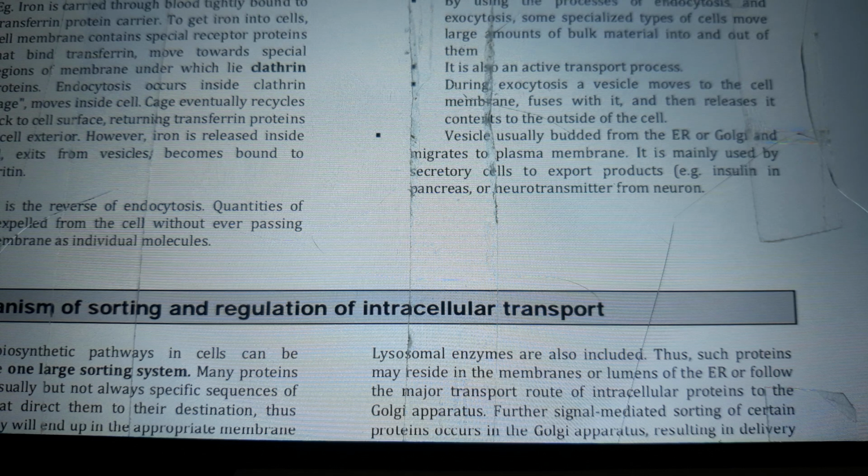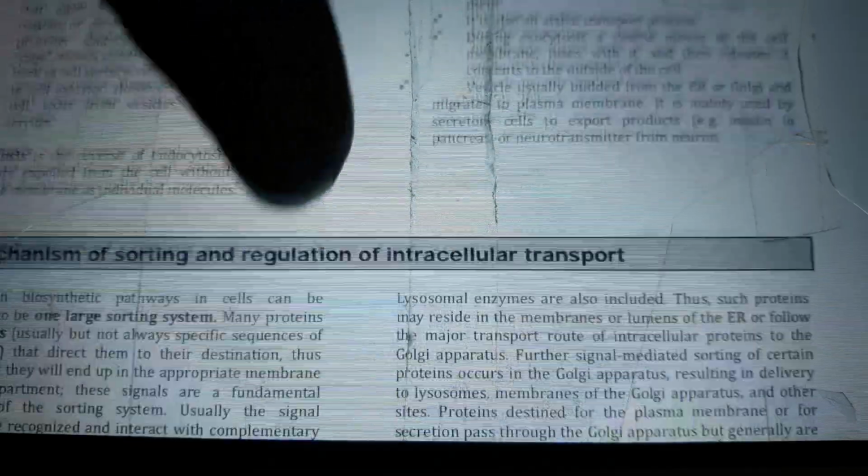During exocytosis, a vesicle moves to the cell membrane, fuses with it, and then releases its contents to the outside of the cell. Vesicles usually bud from the ER or Golgi and migrate to the plasma membrane. It is mainly used by secretory cells to export products, for example insulin in the pancreas, or a neurotransmitter from the neuron.